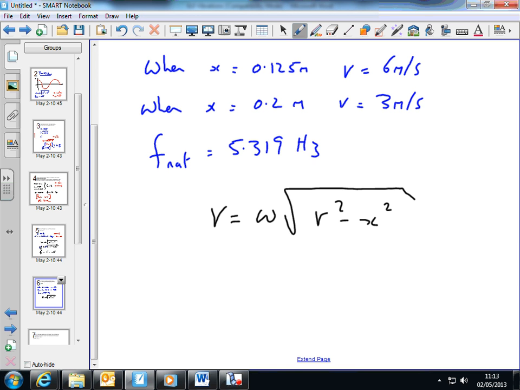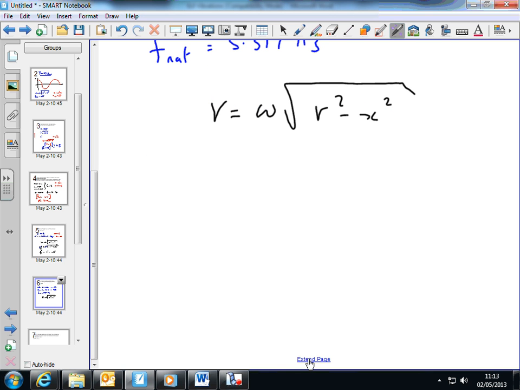Taking one of the scenarios we've got here, we know that when v equals 6, x equals 0.125. So for a given situation, picking this first one, say, we know v and we know x. We can find omega because we're given the frequency. So we can then put the values in and work out, again, rearranging this. So this is not an uncommon form to have to rearrange to get r to find the amplitude.